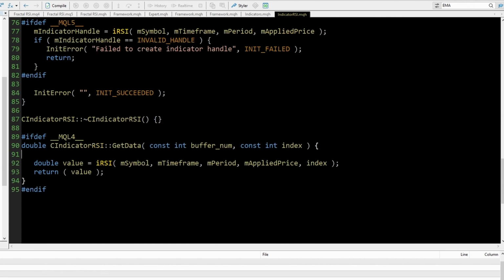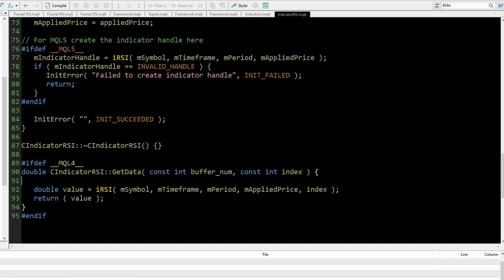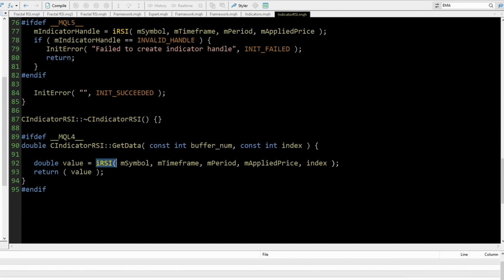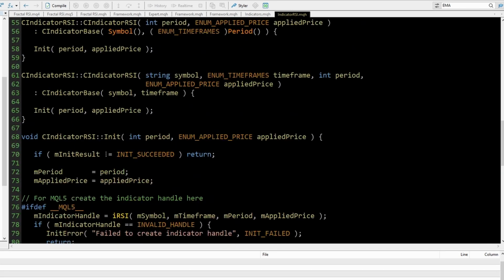MetaTrader 5 returns values differently, so once this handle has been set up to the indicator, there is also a getData in the parent class which will retrieve data from that handle. But for MQL4, because I have to call a different function based on the getData here, I need to have this getData declared inside this class. So that's the RSI class created.